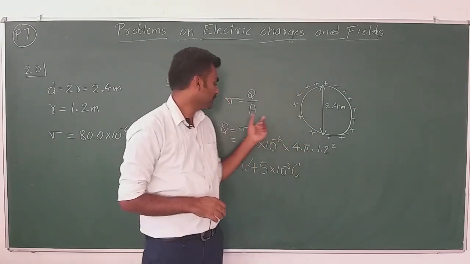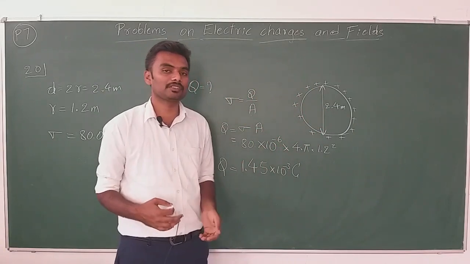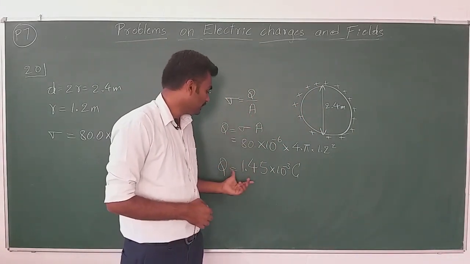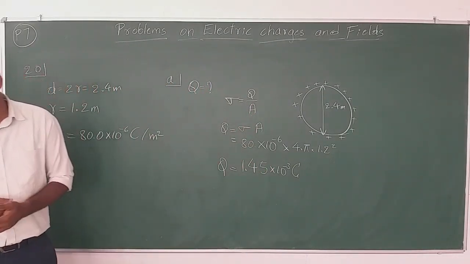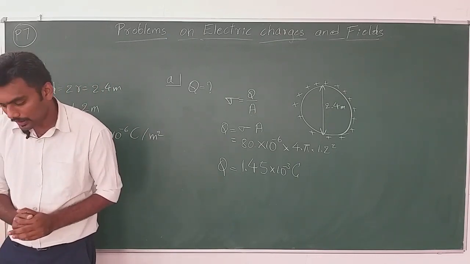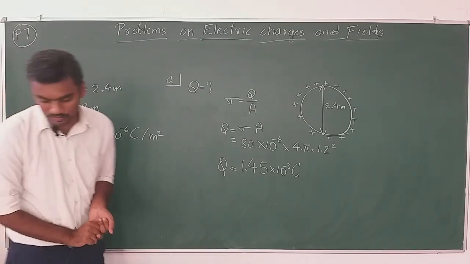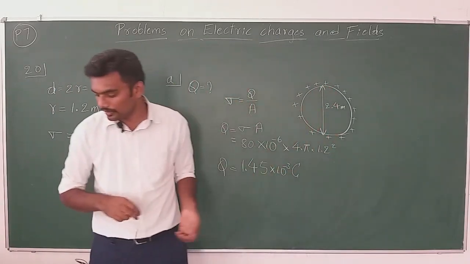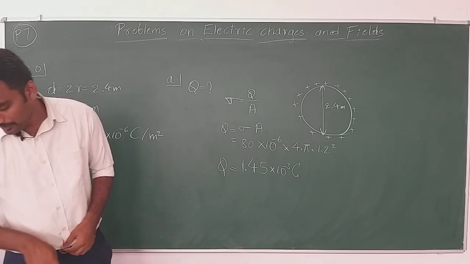Surface charge density sigma is total charge by total area. We have discussed it in theory. Now making use of the same formula, we have obtained the value of charge Q. The second part of the question is, what is the total electric flux leaving the surface of the sphere?